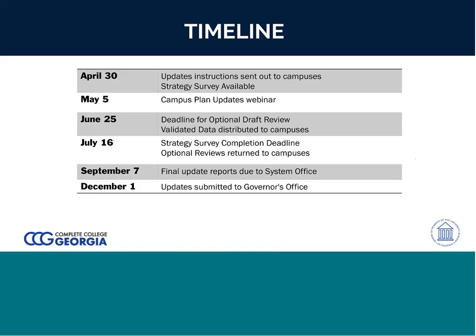The strategy survey is going to close on the 16th, and that's also when we will get our reviews back to you if you've submitted a review on June 25th. We'll go over the strategy survey in a bit, but it does require a login, so there is a process to that. You can't just simply jump into it at the very last minute. The final reports are due September 7th.